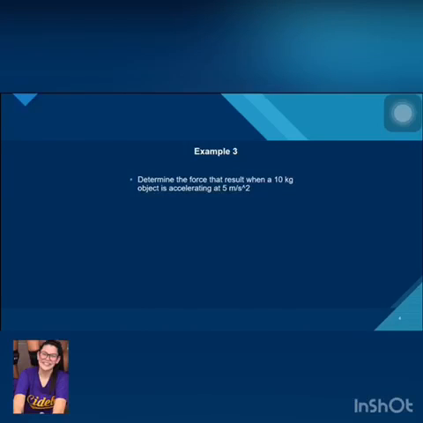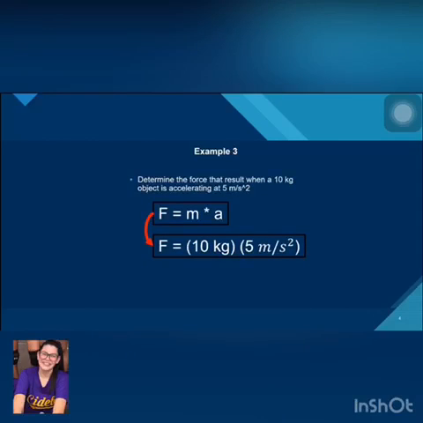And the last example is to find the force. The problem says, determine the force that results when a 10 kilogram object is accelerating at 5 meters per second squared. All you have to do is substitute the data in the formula, which is force equals mass times acceleration. So we have that mass equals 10 kilograms and acceleration is 5 meters per second squared.